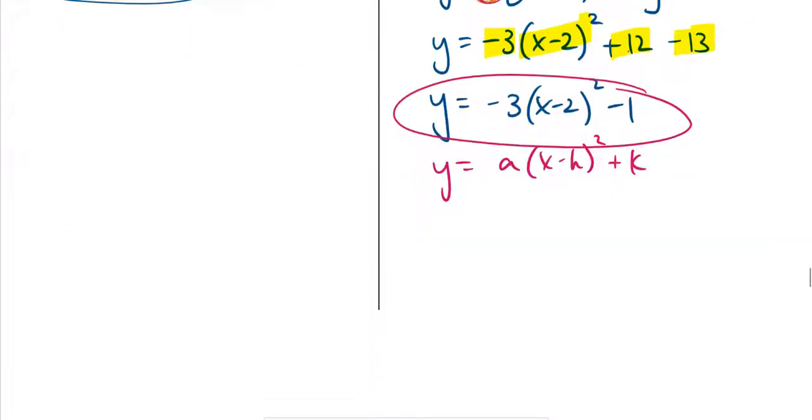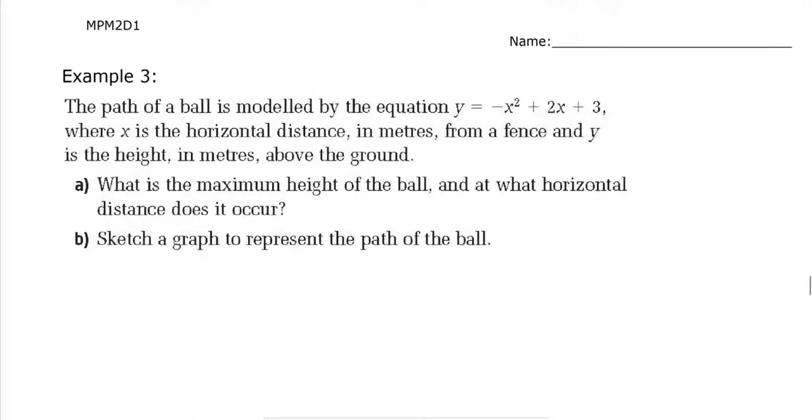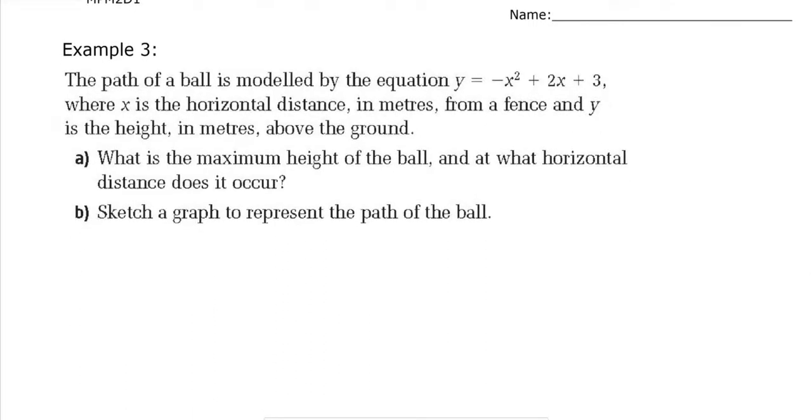Okay, let's do a word problem. Example 3: the path of a ball is modeled by the equation y equals -x squared plus 2x plus 3, where x is the horizontal distance in meters from a fence and y is the height in meters above the ground. What is the maximum height of the ball, and at what horizontal distance does this occur? And sketch a graph to represent the path of the ball.